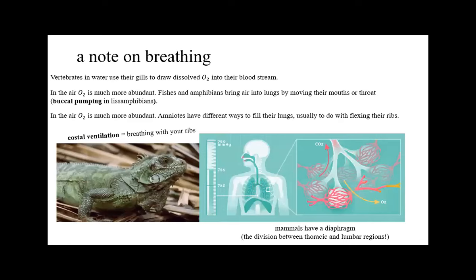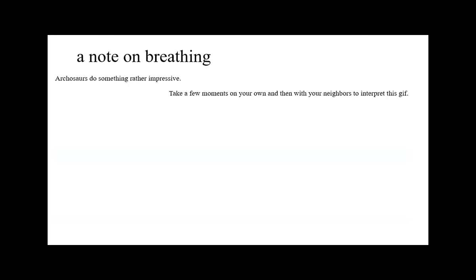There's a person's ribs and their diaphragm going in and out. The air is brought in, and in the alveoli of the lungs there's all this exchange via osmosis from the bloodstream to that open air, getting rid of CO2 and taking in oxygen. It works. That's most amniotes.